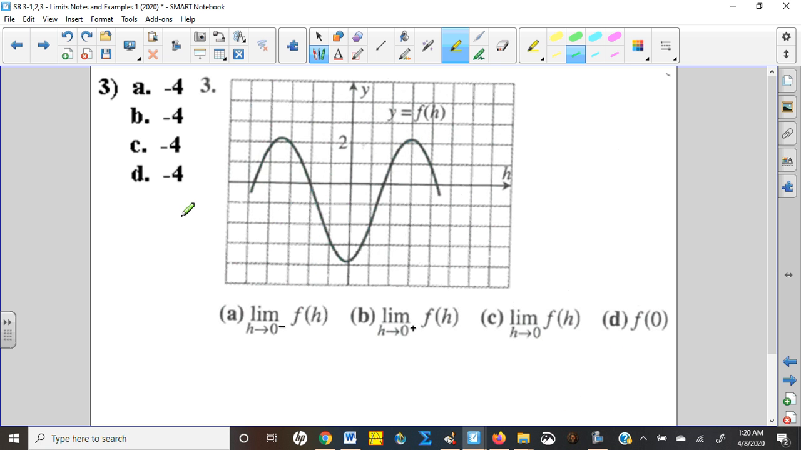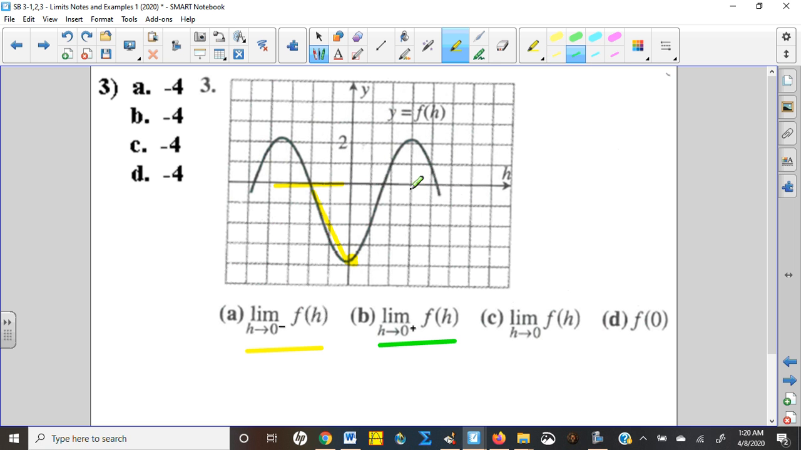Number 3, where are we approaching? We are approaching 0, 0 from the left, 0 from the right. So 0 from the left is coming in here, and it looks like we're approaching a height of -4-ish. Looks like a little less than that actually, but we'll call it -4.